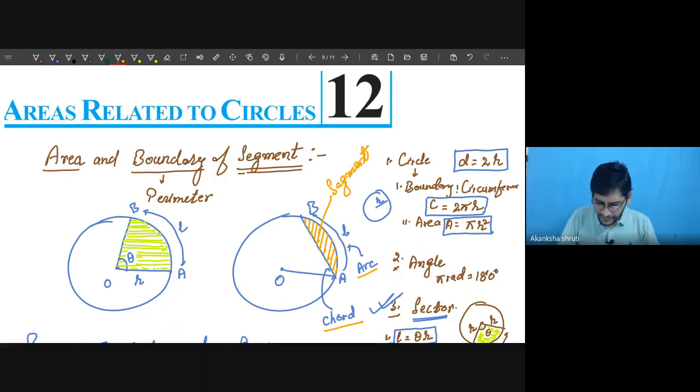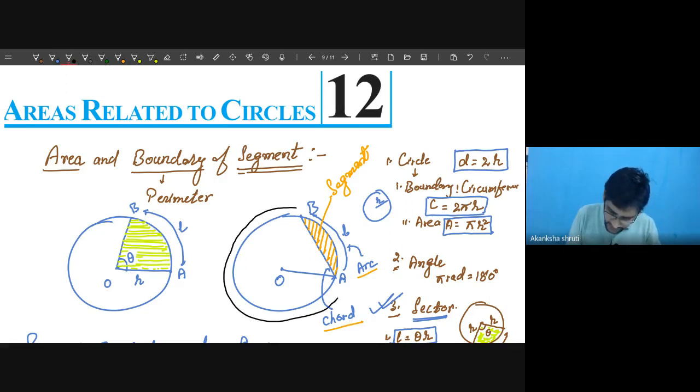Students, it may be possible that one may consider the bigger arc like this one. So it is also possible to consider this bigger arc with the chord. With this chord and this bigger arc, an even bigger area will be bounded. So to differentiate the smaller area, meaning a smaller segment, and the bigger segment, we use the terms major segment and minor segment.